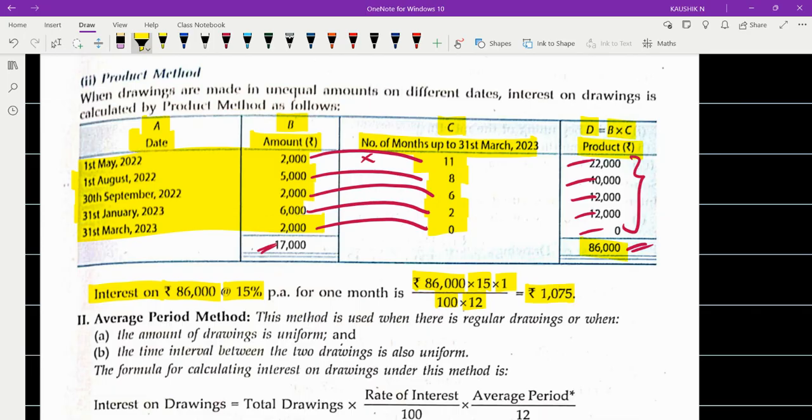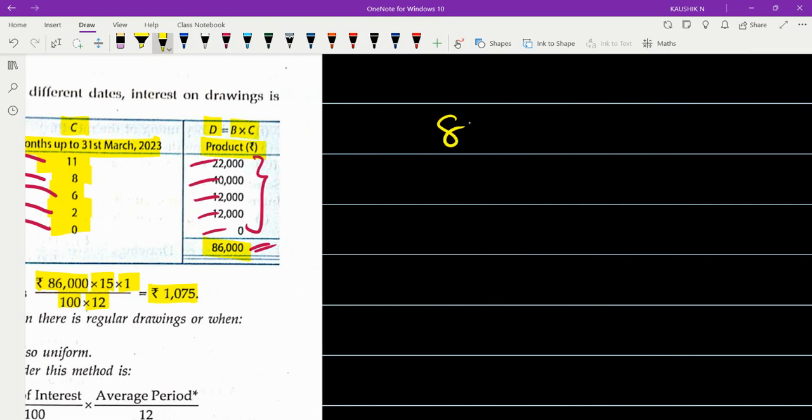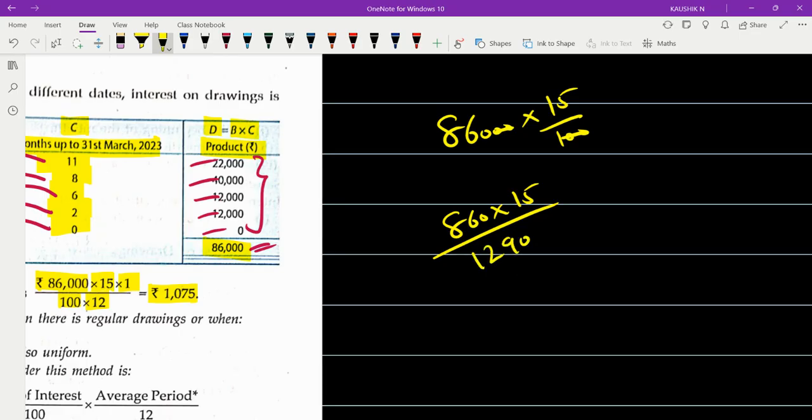Here you're going to calculate the interest on drawings per month. You know very well, on this value, the drawings amount of 86,000, if you calculate 15 percent as interest, two zeros get cancelled. So 860 into 15, how much will be the value? 860 into 15, what value will you get? Very good. The amount you'll get is 12,900, which means this 15 percent is interest per annum for the full year.